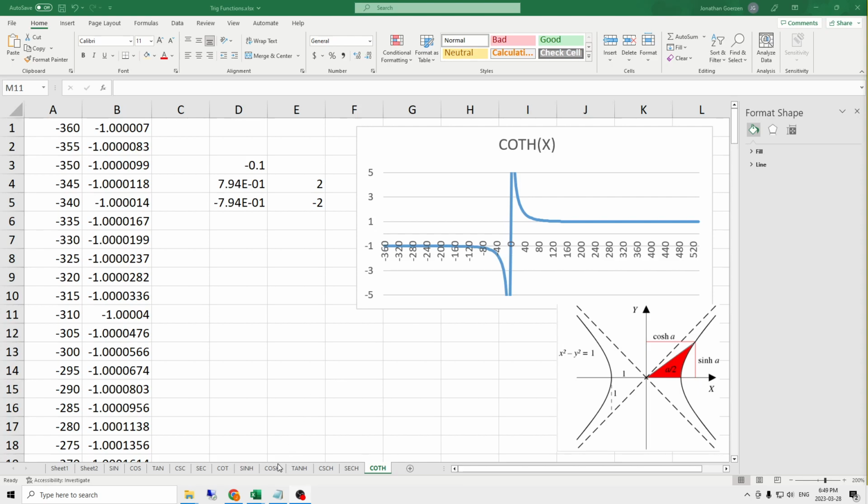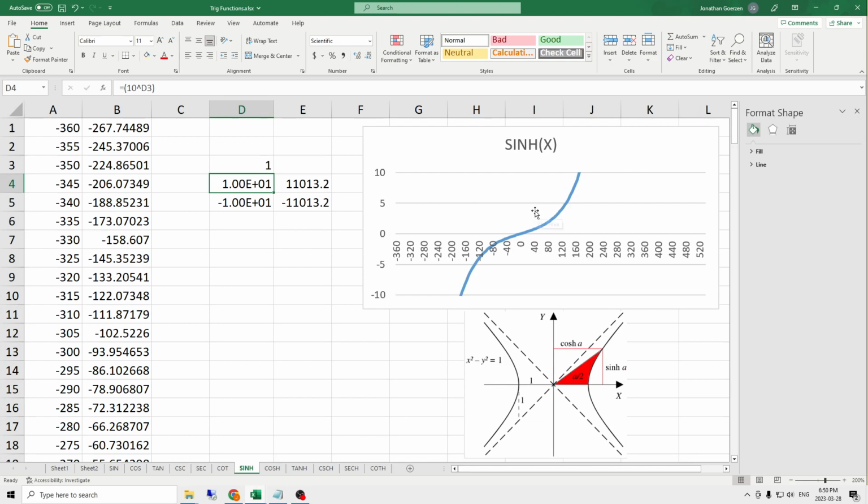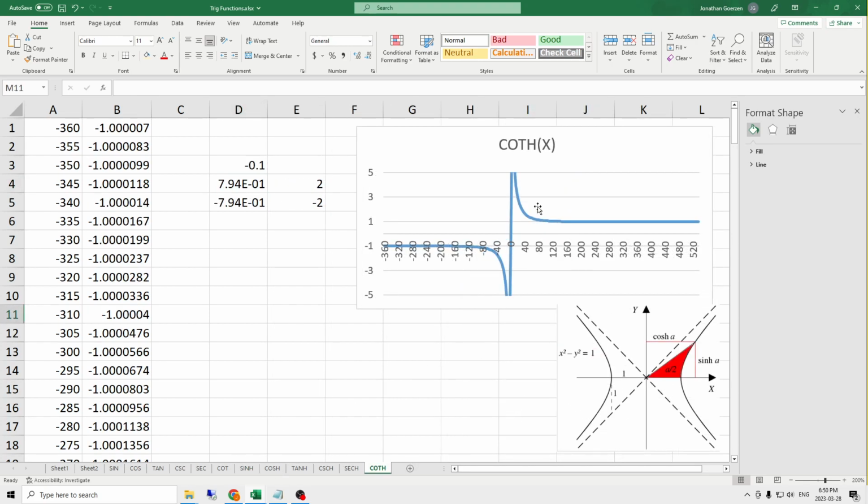Looking back at those functions, we can see that the hyperbolic cosine is fairly well defined around 0, but the hyperbolic sine, well, it crosses the 0 line. It crosses y equals 0 at x equals 0, which means that, as expected, the hyperbolic cotangent function has an asymptote at 0.